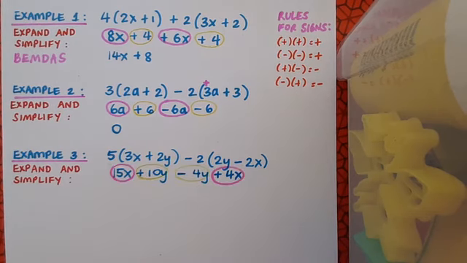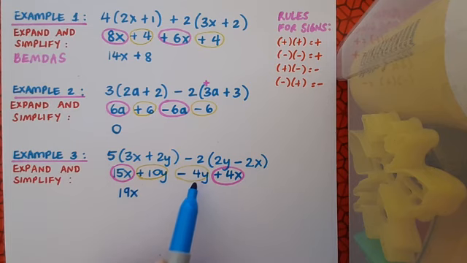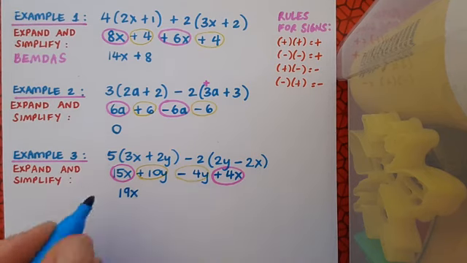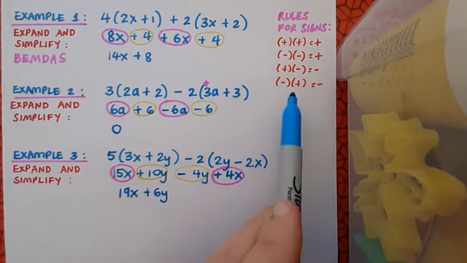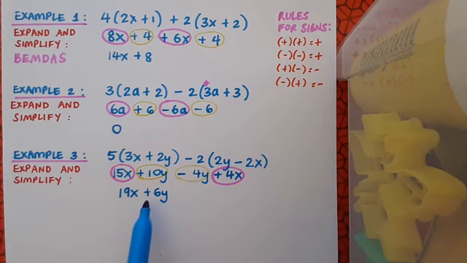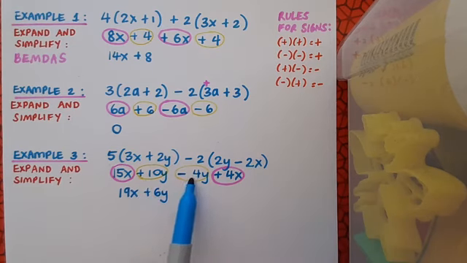Now I need to tidy up. So I identify my like terms and then I simplify. So 15x plus 4x is going to give me 19x. And plus 10y minus 4y is going to give me what? It's going to give me plus 6y. Don't fall into the trap of using these rules to work out the solution for the plus 6y. These are the rules for multiplying signs. But here, I'm just adding 10 and subtracting 4 to get to plus 6. My solution, so for example 3, is 19x plus 6y.